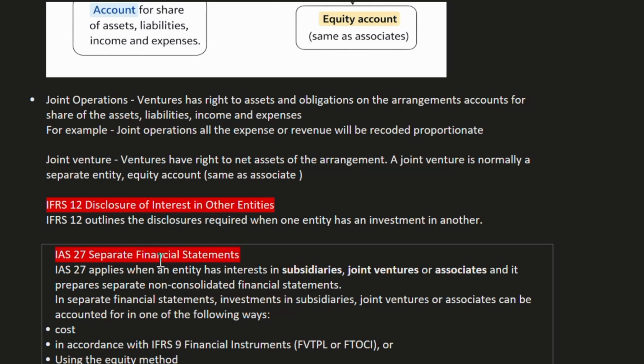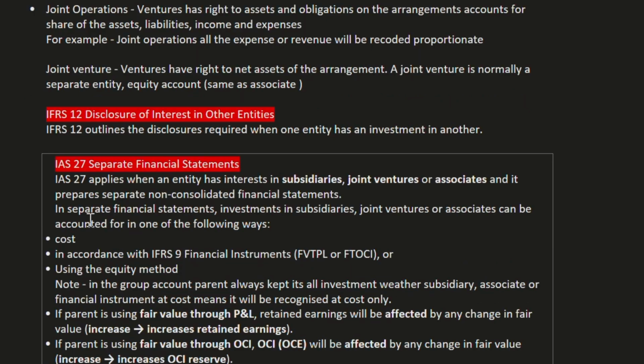Now IAS 27 Separate Financial Statements. IAS 27 applies when an entity has interest in subsidiaries, joint ventures, or associates, and it prepares separate non-consolidated financial statements. In separate financial statements, investment in subsidiaries, joint ventures, or associates can be accounted for in one of the following ways. So we have three options: cost, IFRS 9 fair value through profit or loss or fair value through OCI, and equity. So first one is cost method, second one is fair value under IFRS 9 financial instruments, they can select any of them, and third is using the equity method.